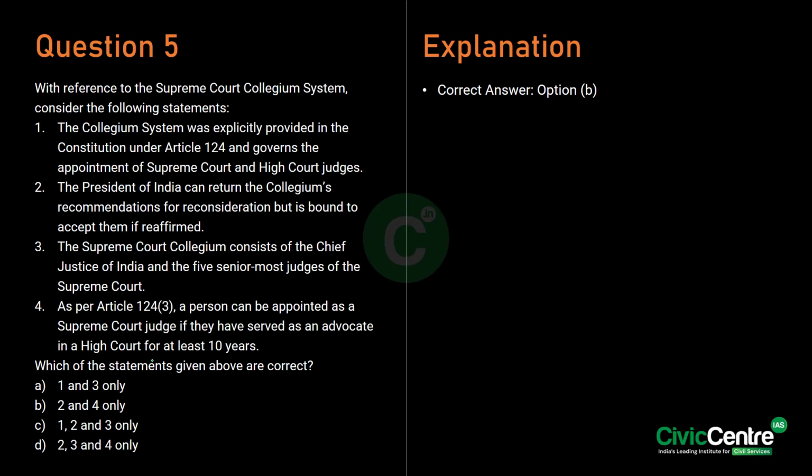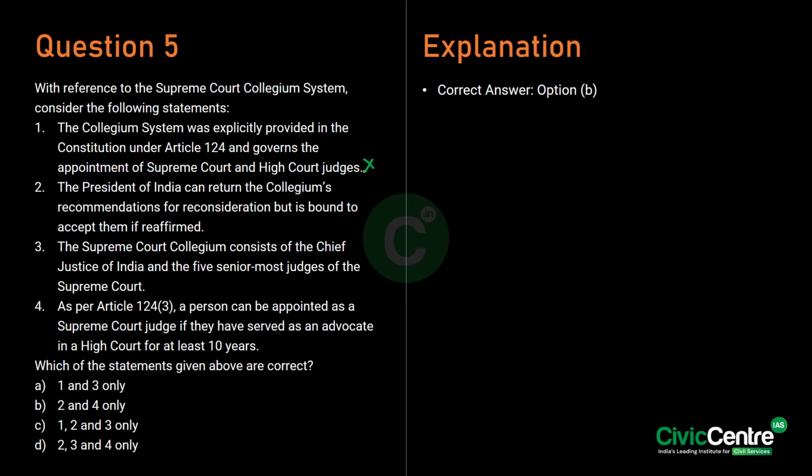Now moving on to the next question. So what's the next question? It deals with the Supreme Court collegium system and the appointment of Supreme Court judges. The collegium system is a mechanism for the appointment and transfer of judges in the Supreme Court and High Courts. It evolved through judicial rulings in the Second Judges case and the Third Judges case of 1993 and 1998 respectively, and is not explicitly mentioned in the Constitution, which makes the first statement wrong.